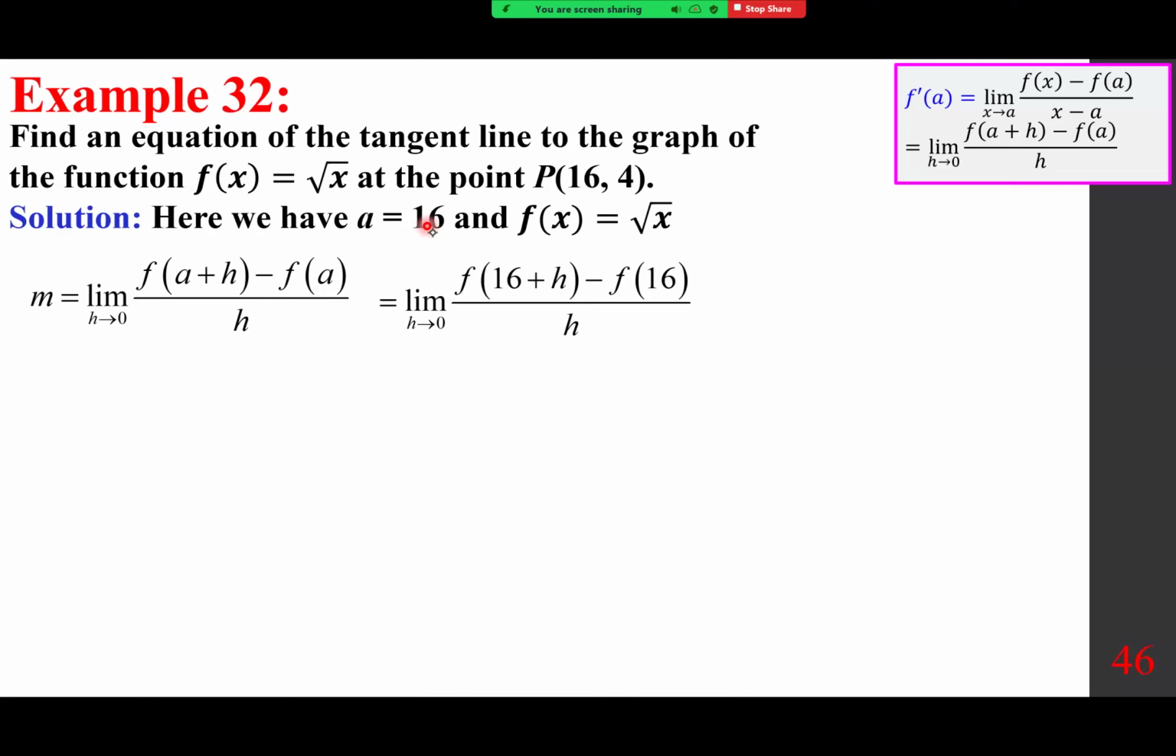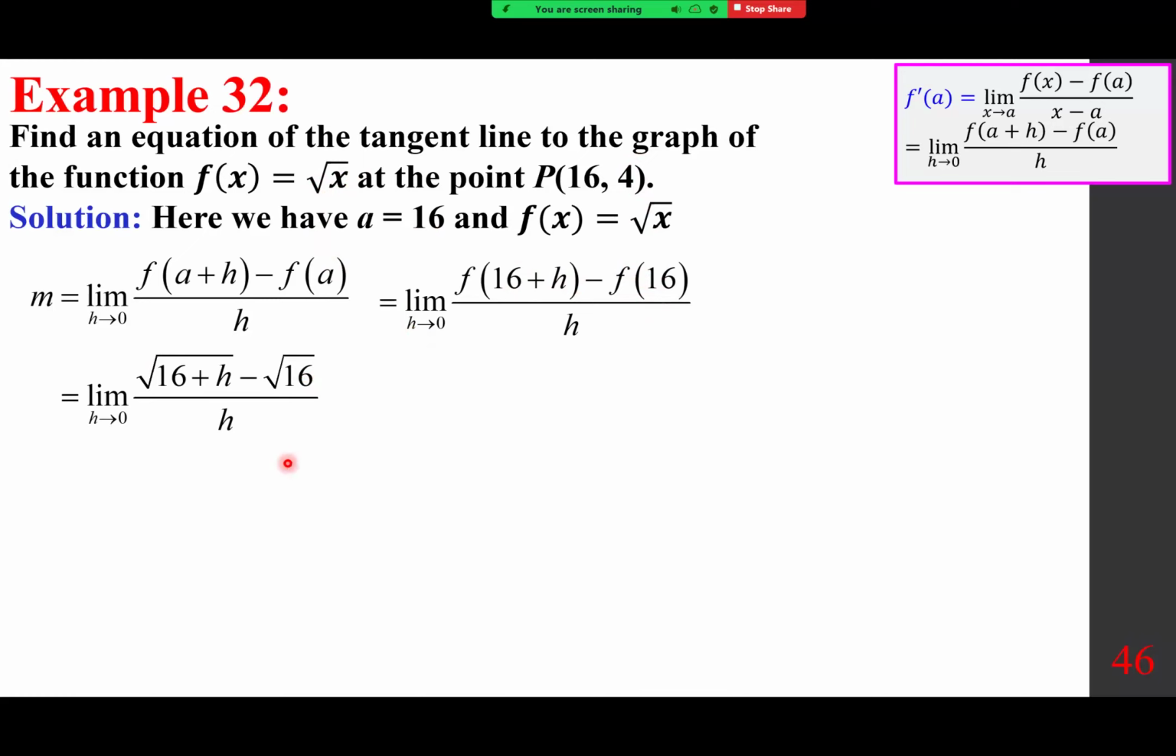Now, what is f of 16 plus h? We're going to replace this and we get the limit of square root of 16 plus h minus f of 16. I can put the 4 there. Or on purpose, I'm going to keep it as square root of 16 because I want to make sure you understand that if you plug in, you do get 0 over 0, an indeterminate form.